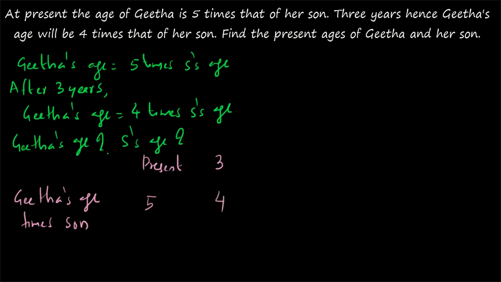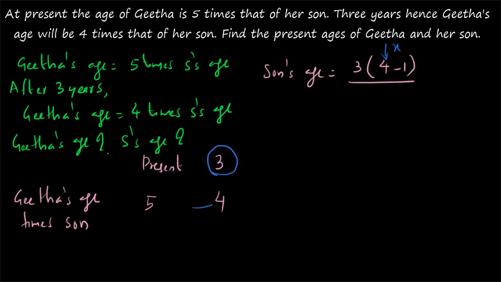And there is no change in the formula. The formula will be: son's age is equal to T into x minus 1, so 3 into 4 minus 1. So there is no change in that. You should not take present here. So here x minus 1 will come. That x should always be either the future value or the past value.